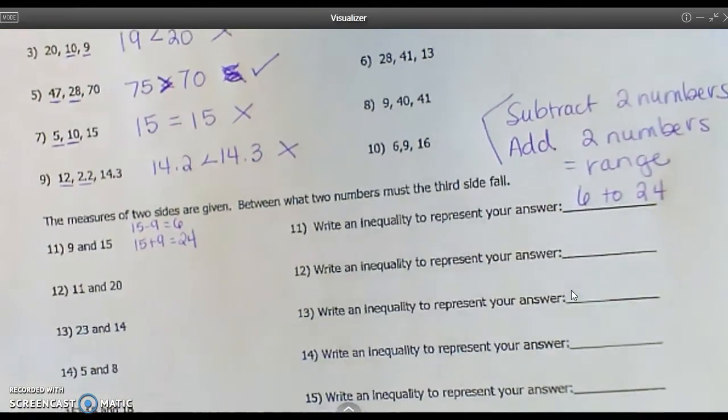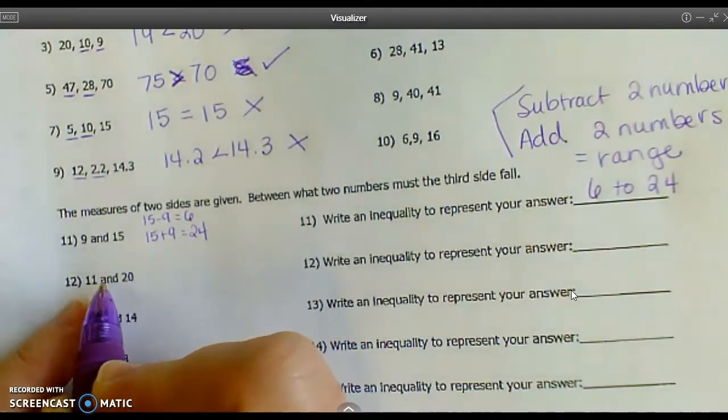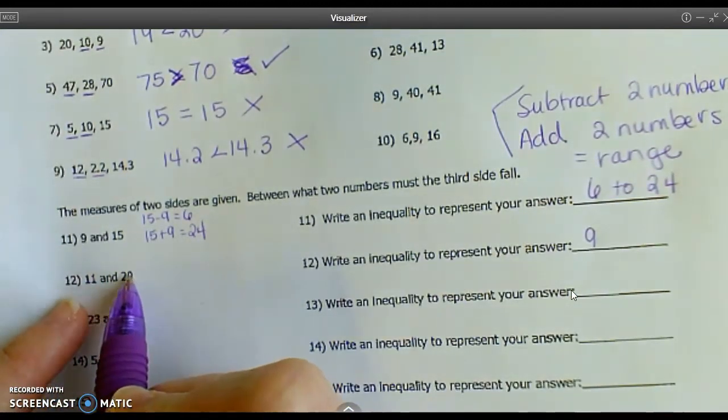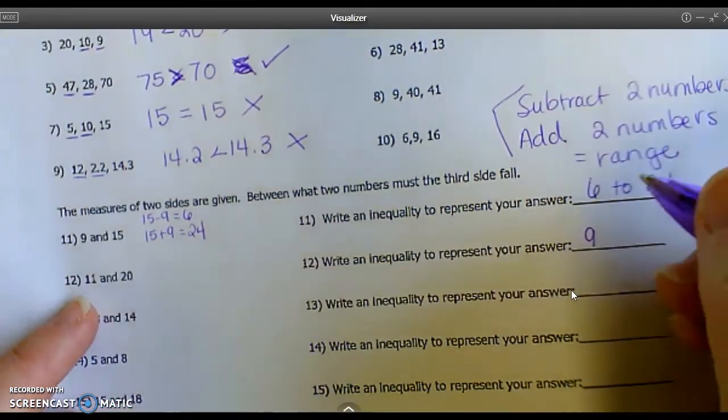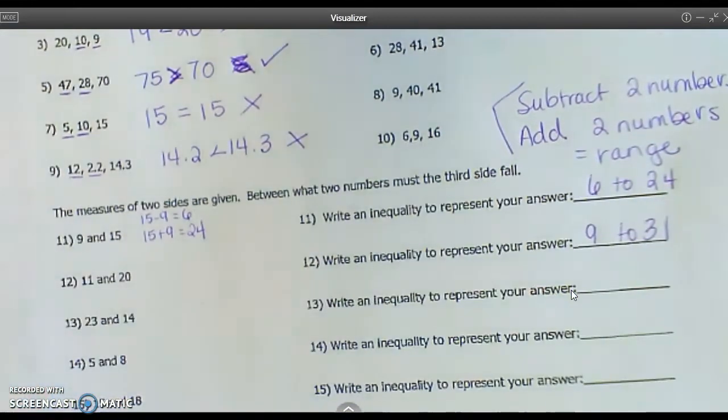So let's look at number 12. I subtract these two numbers. 20 minus 11 is 9. Then I add the two numbers. 20 plus 11 is 31. So anything between 9 and 31 would give us a triangle when I figure out those sides. We'll do one more.